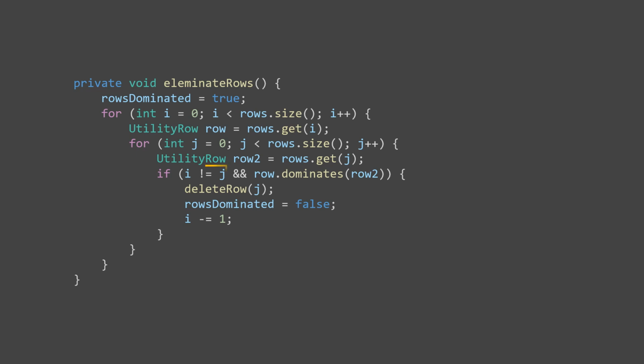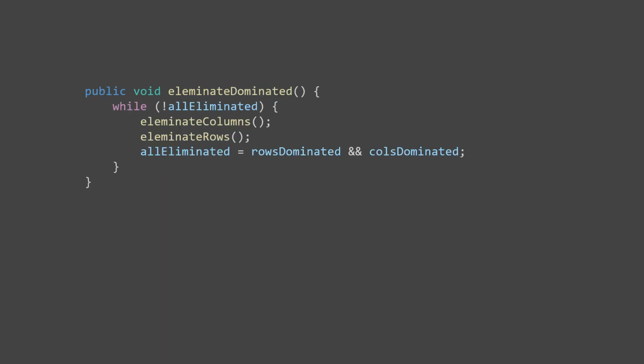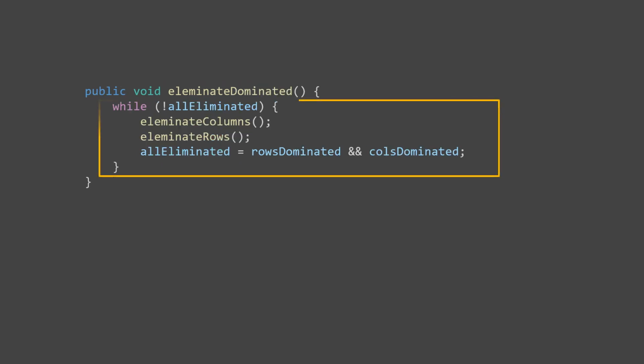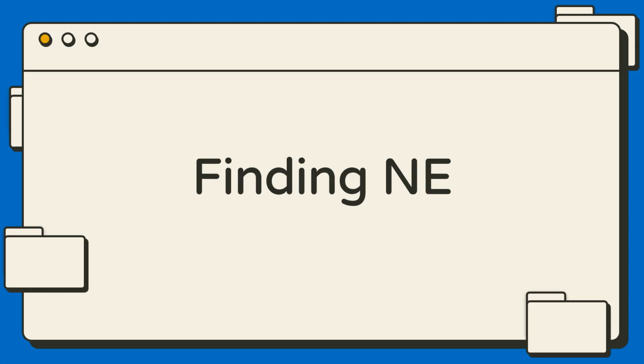Now we compare every row to one another. Here we make sure that we don't compare the row to itself, and if the row i dominates the row j, then we simply delete it. We keep doing this process until we are not left with any rows and columns dominated. Now let's talk about finding Nash equilibrium.